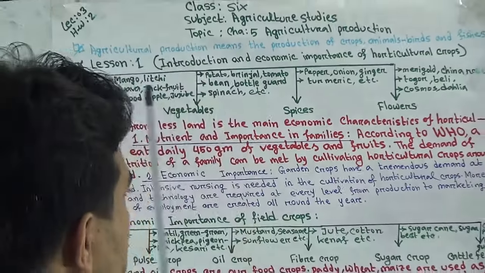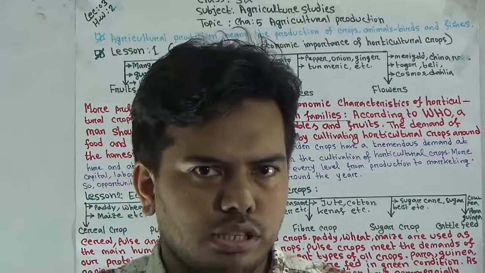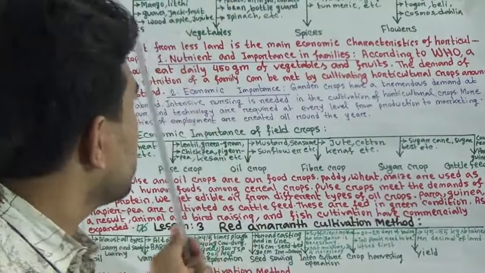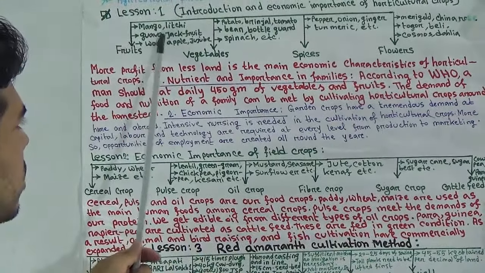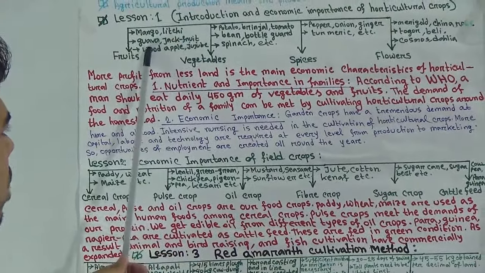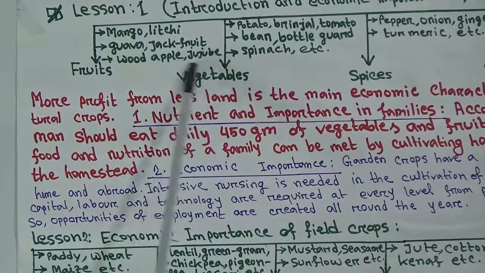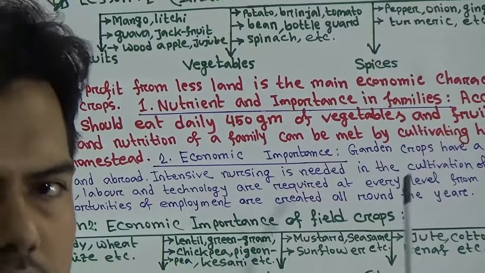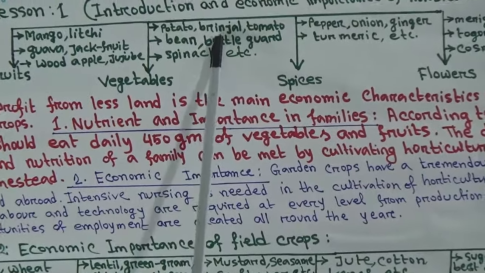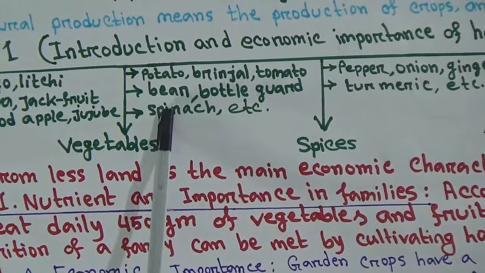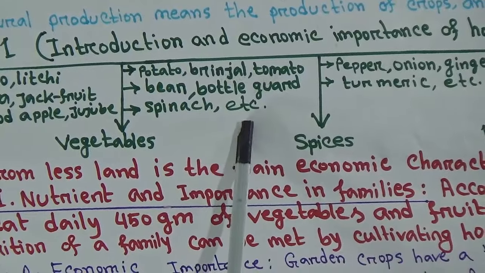Next, the types of horticultural crops. There are 4 types of horticultural crops. First of all, fruits. What are the fruits? The fruit can be mango, it can be lychee, guava, jackfruit, wood apple, jujube, etc. Second one is vegetables. What are the vegetables? Potato, brinjal, tomato, bean, bottle gourd, spinach, etc.